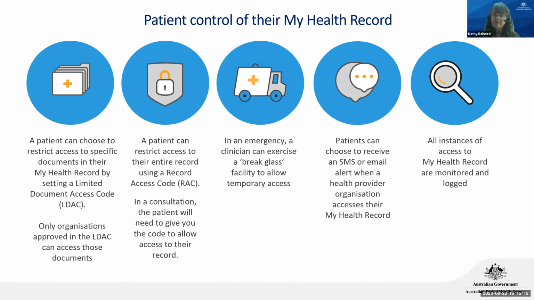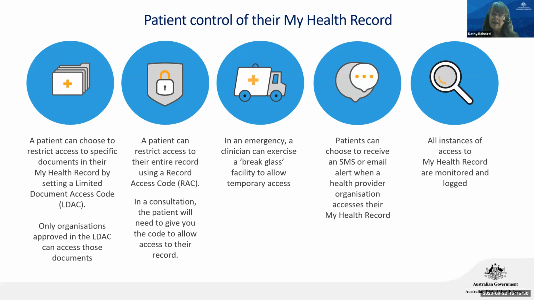The other thing in terms of patient control to be aware of is that patients can choose to receive an SMS or email alert when an organisation has access to My Health record. So as I said before, you as a clinician have the authority to look at a person's My Health record, and you don't have to be doing it while you're in the consultation with the patient. You can do it before they come in to see you, but they could get a ping on their phone to say, oh, Dr. Rainbird's just opened your My Health record, and they might be going, oh, well, that's good because I've got an appointment with her this afternoon, so I'm very happy for her to have checked my Health record.